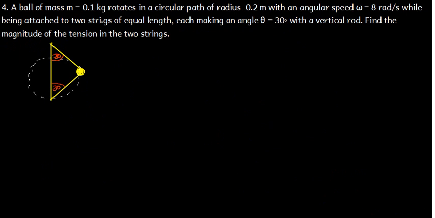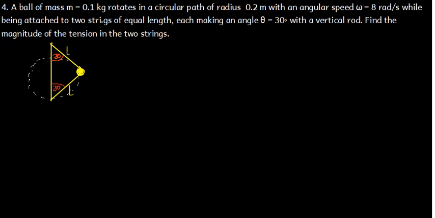Been given another question here. A ball of mass m, which is 0.1 kg, rotates in a circular path of radius 0.2 meters with an angular speed of 8 radians per second, while being attached to two strings equal in length. So these have got equal length. If this is L, this is also L. So they are both making an angle of 30 degrees with a vertical rod.